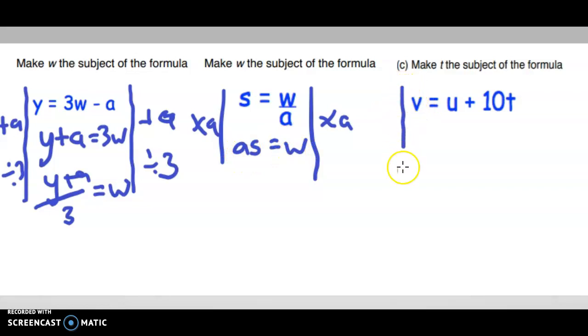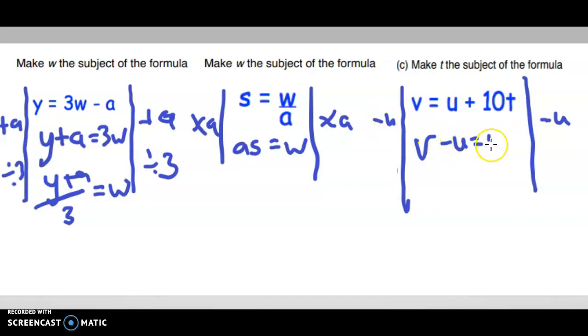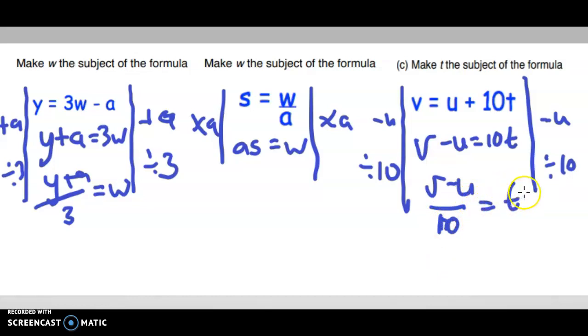Okay, make T the subject here. You want to get only T by itself. So let's get rid of this U. Minus U, minus U. V minus U equals 10T. And then get rid of this 10 by dividing by 10. V minus U over 10 equals T. Okay, that's a very good strategy.